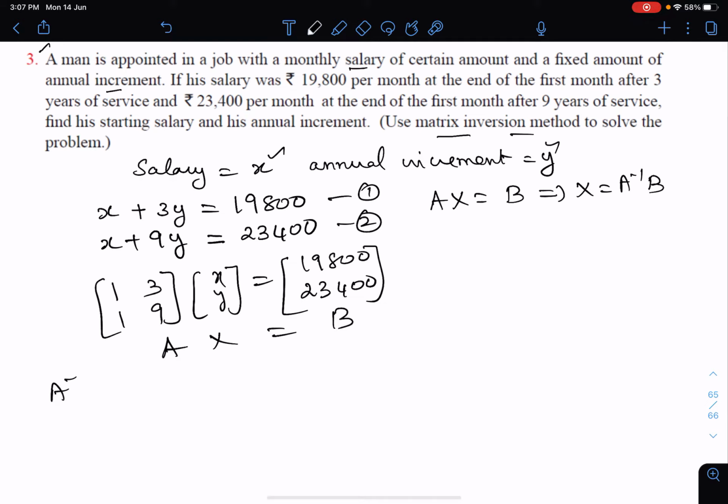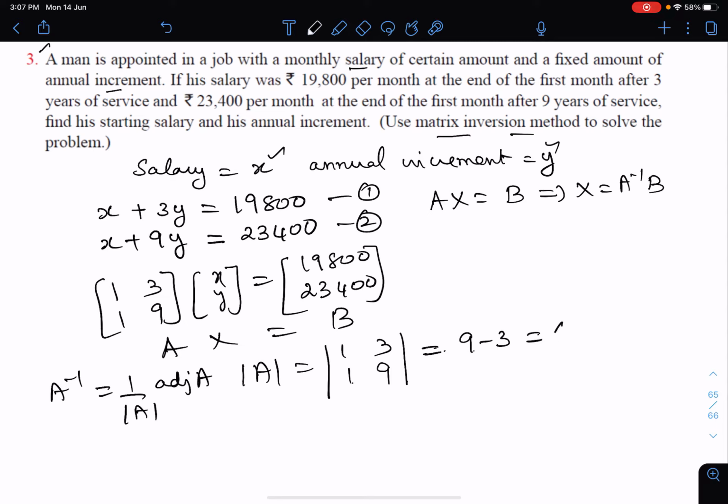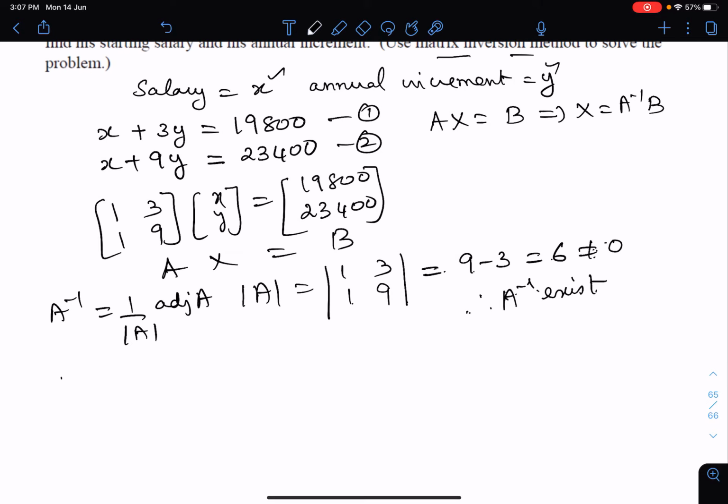Now we are going to find out our A inverse, that is 1 by determinant A into adjoint A. What is our determinant A? 1, 3, 1, 9. Expanding, you will get 9 minus 3, that is equal to 6, which is not equal to 0. Therefore, A inverse exists. Now adjoint A, for this we can directly write. Therefore, A inverse equal to 1 by 6 into adjoint A, which is obtained by interchanging the elements of the main diagonal and putting a minus sign for these two. So 9, minus 3, minus 1, 1 is going to be your adjoint A. So this is A inverse.